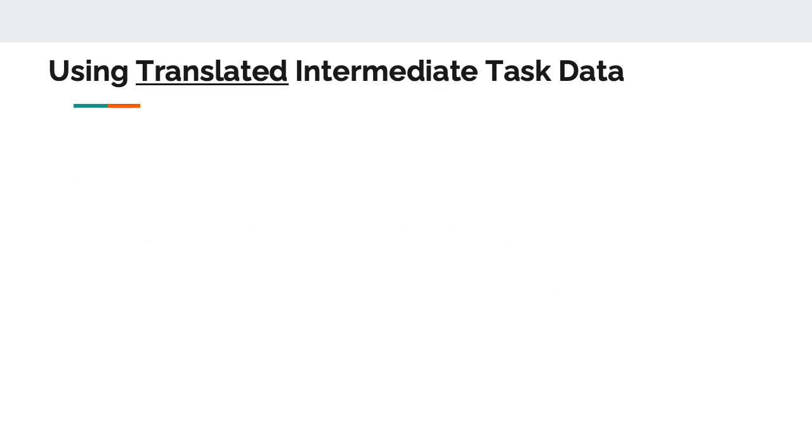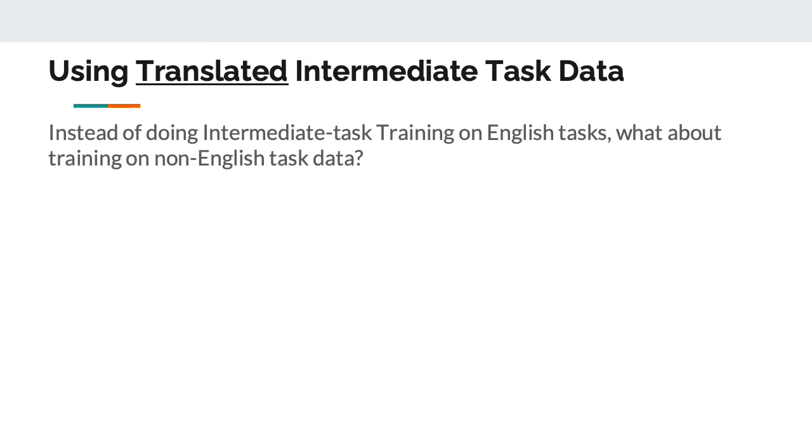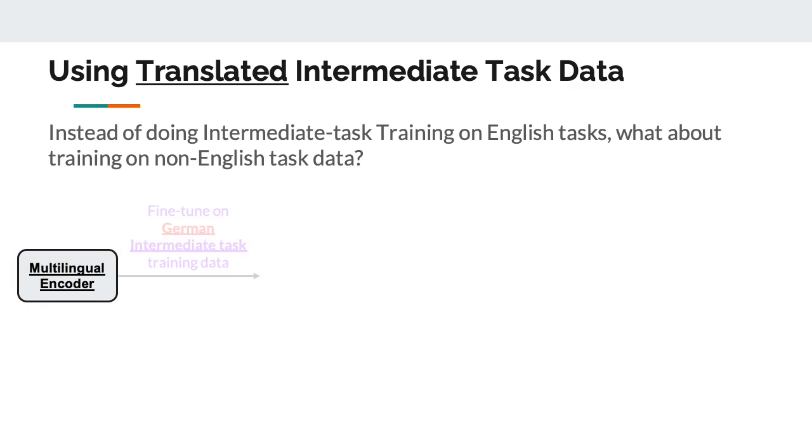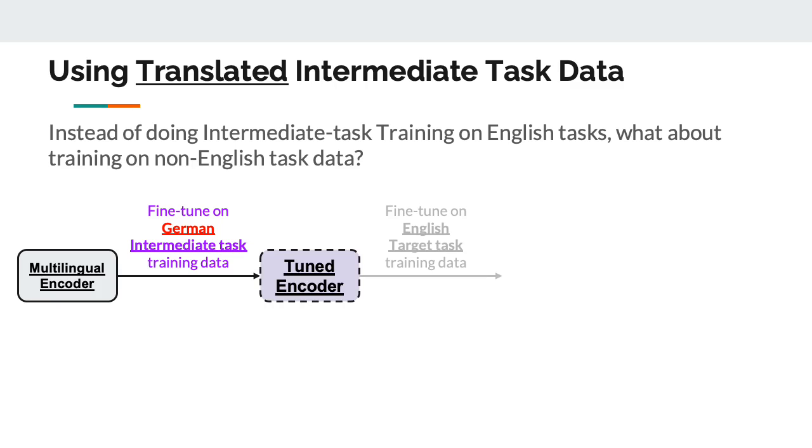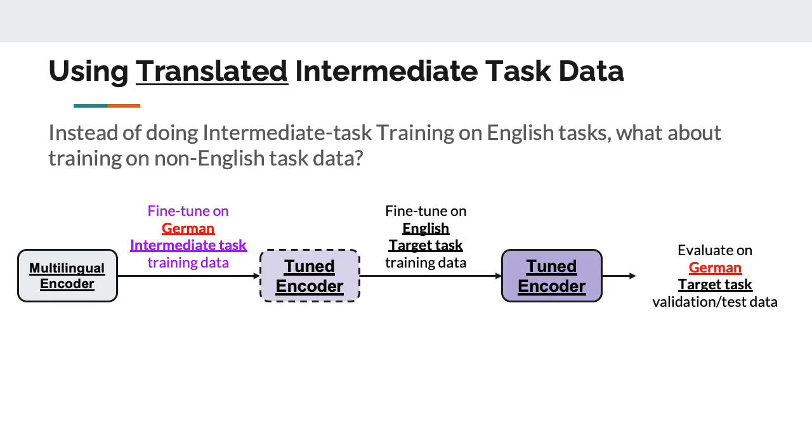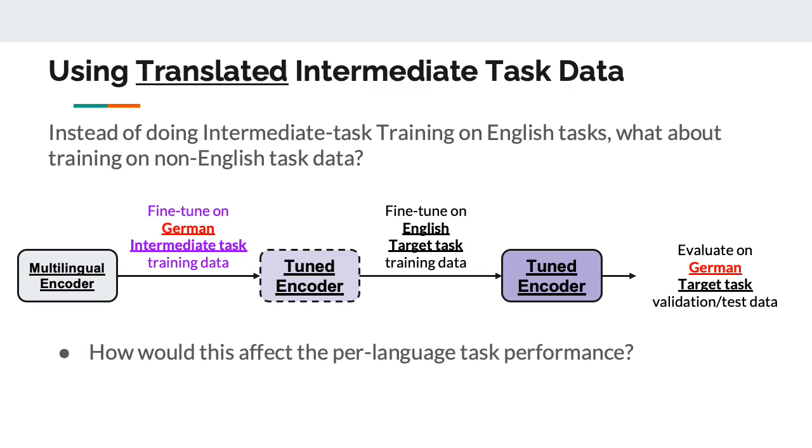Another thing that we considered is, what if we didn't use English intermediate task data? Suppose that instead of intermediate task training on English, we did it on data in another language. So starting with our pipeline, we might fine-tune it on, for instance, German intermediate task data. We will still do target task training in English, but we might do validation on German again. In other words, we want to do this intermediate task training and target task evaluation with the same language. How might this affect the per language task performance?